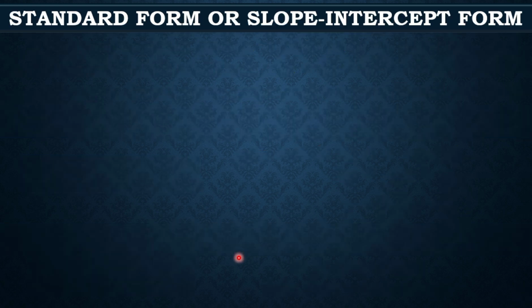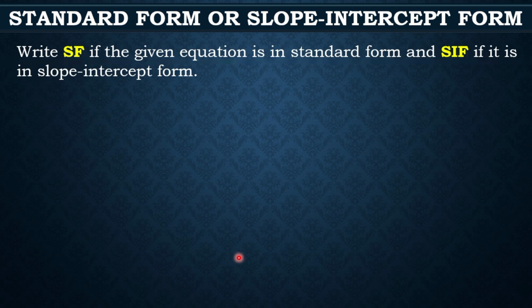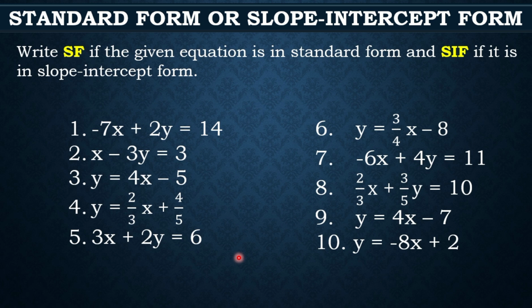Okay. So, let's try. So, identify whether the following is written in standard form, SF, or if it's in slope-intercept form, SIF. Okay? You may answer. Pwede nyo akong sabayan sa pagsagot. So, number 1, what is the answer? So, tingnan nyo lang yung dalawang variable. Yung x at y mo nasa left side of the equation. So, this is standard form.